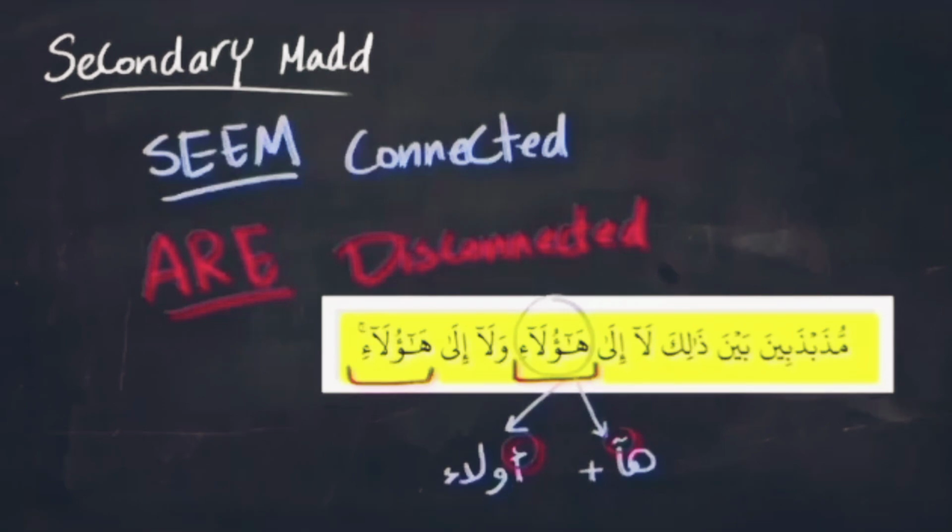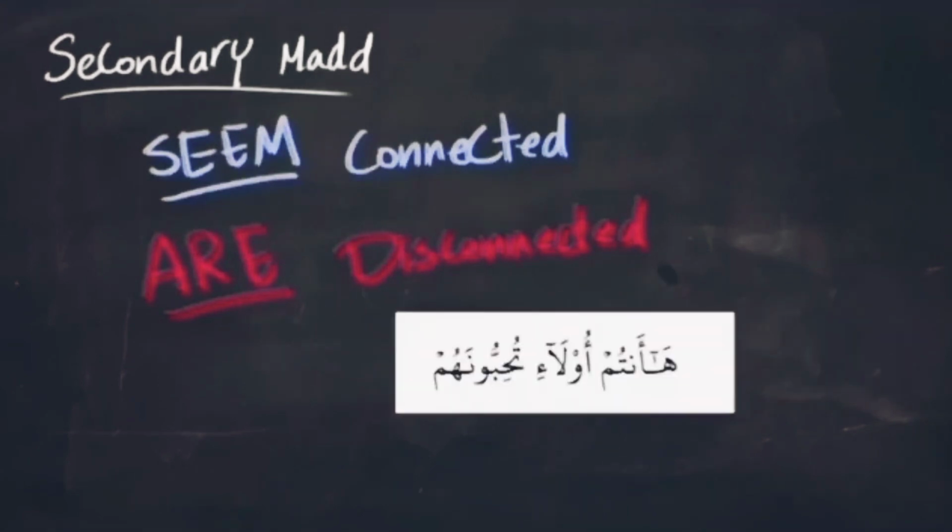مذبذبين بين ذلك لا إلى هؤلاء ولا إلى هؤلاء. Or you could just simply ignore the disconnected med and read the ayah like this. مذبذبين بين ذلك لا إلى هؤلاء ولا إلى هؤلاء. Another example is ها أنتم.